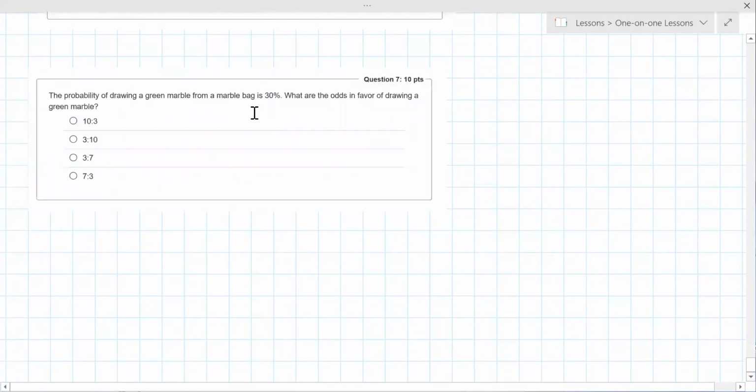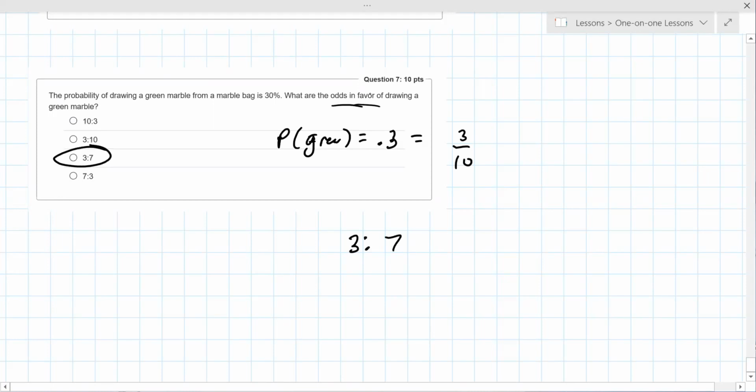All right. The probability of drawing a green marble from a marble bag is 30%. So the probability of a green is 0.3, and that's 3 out of 10. Okay. What are the odds in favor of it? So we know that 3 goes in front, and the number that goes here is 3 plus 7. 3 to 7. Good. Okay. Now this one says in favor, and last time I think I missed the language, but it was like against, and against is slightly different, but well, you got it. You got it, and we're moving on to the next one.